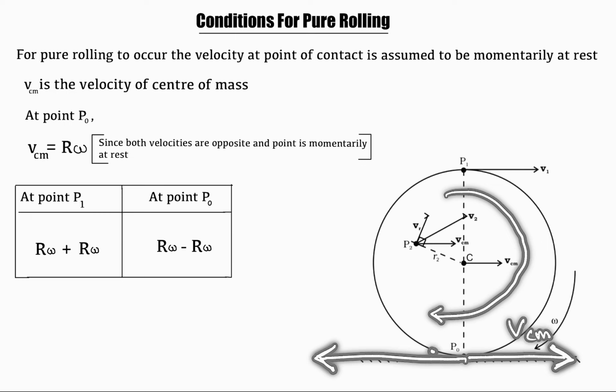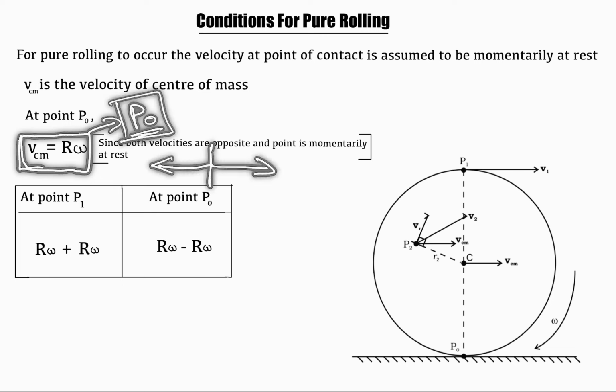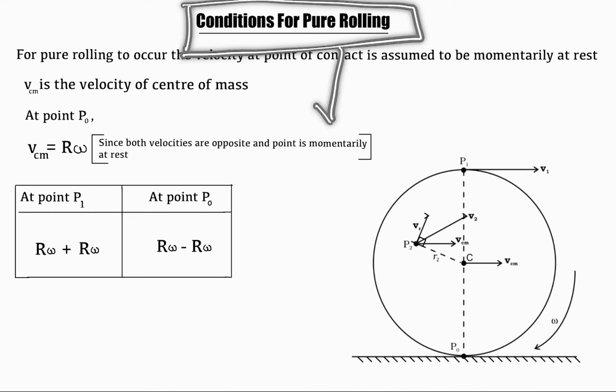And we all know, if the angular velocity is omega, then the velocity at this point v will be equal to r omega, where r is the radial distance from the center of mass about which the object is rotating. So the velocity of the center of mass vcm will be r omega. This is the condition we get from the point P0, since both are equal and opposite in direction, so their magnitudes will be equal. This is very important: this is the general condition for pure rolling to occur.